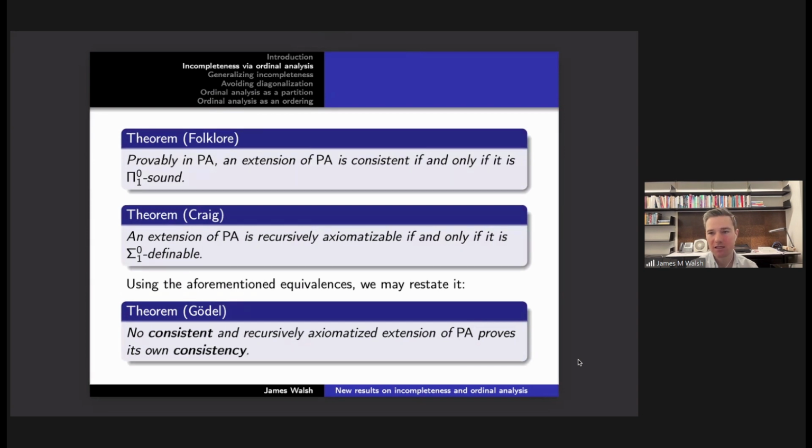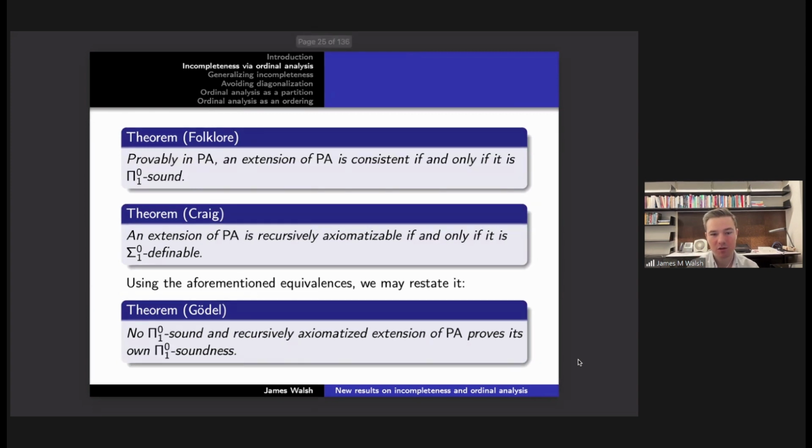First, let's look at consistency. The word consistent shows up twice in the statement of the theorem, right? No consistent, and then we have at the end proves its own consistency. So using the first of these results, we can just replace this with Π⁰₁ sound, right? So that's the first change.